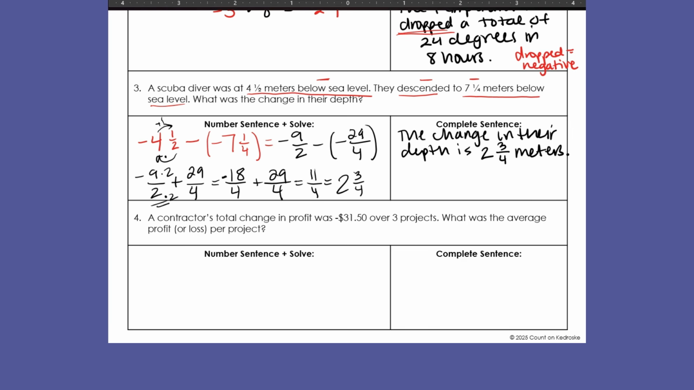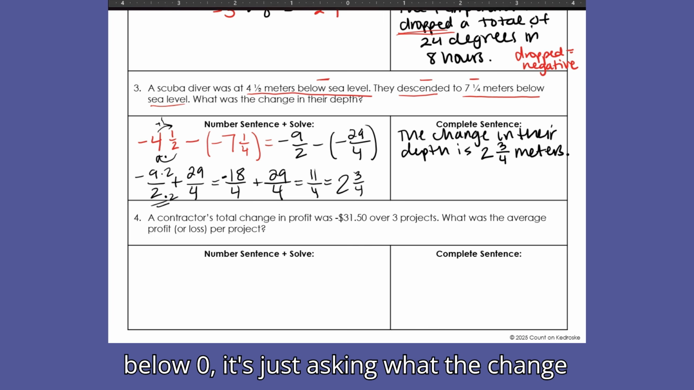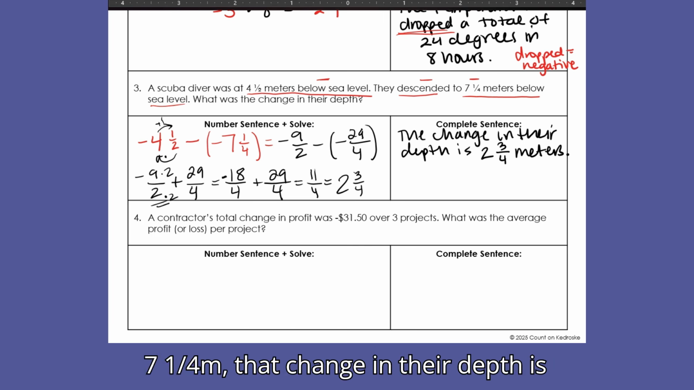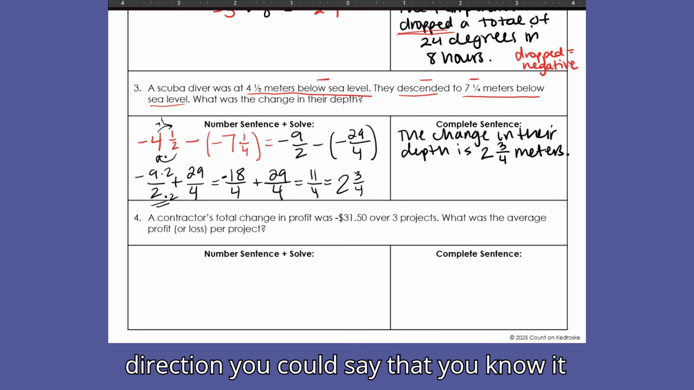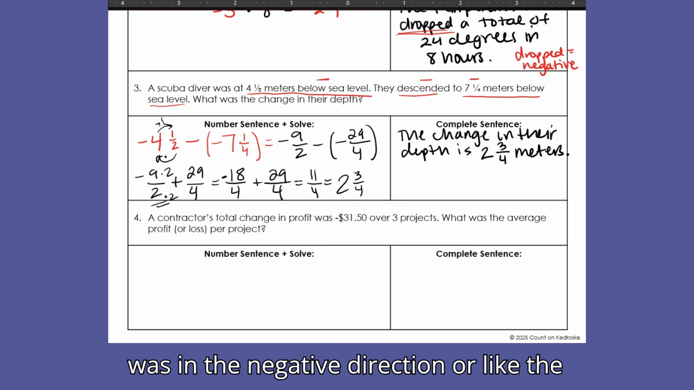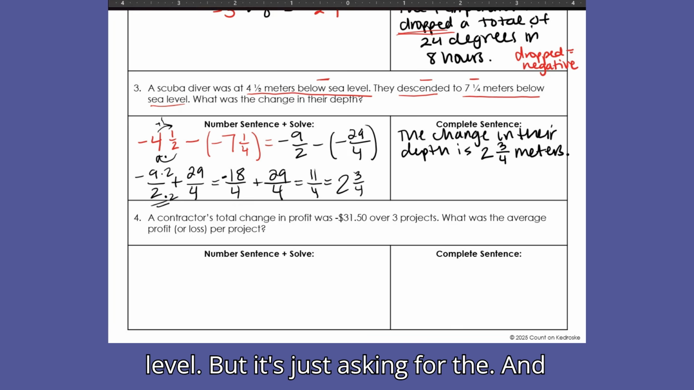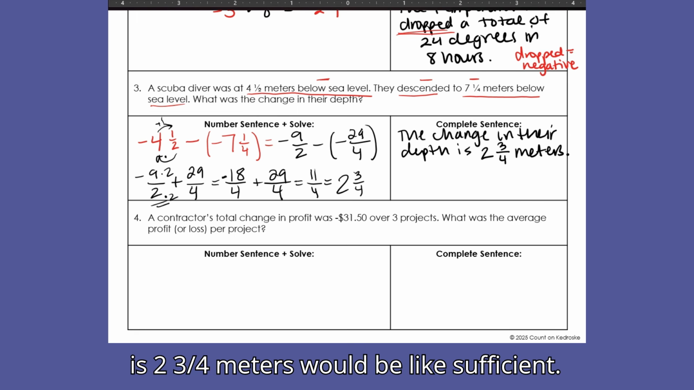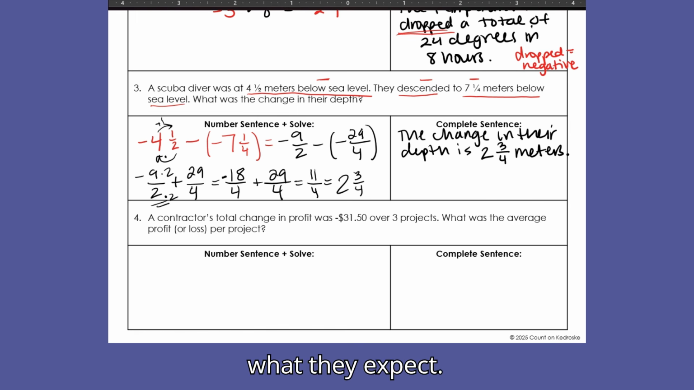And I would add that it's not asking you if they're above or below sea level. It's just asking what the change is. So if they went from 4.5 meters to 7.25 meters, that change in their depth is just 2 3/4 meters. If it asked you in the direction, you could say it was in the negative direction, or that they were getting further below sea level, but it's just asking for the change. So just saying the change in their depth is 2 3/4 meters would be sufficient. But always check with your teacher on what they expect.